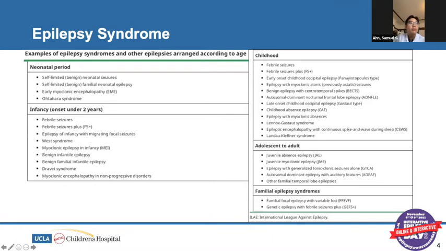Take, for example, West syndrome. West syndrome is an epileptic syndrome in infancy characterized by epileptic spasms, a very chaotic EEG background called hypsarrhythmia, as well as intellectual disability or developmental delay. And there can be many causes for West syndrome.